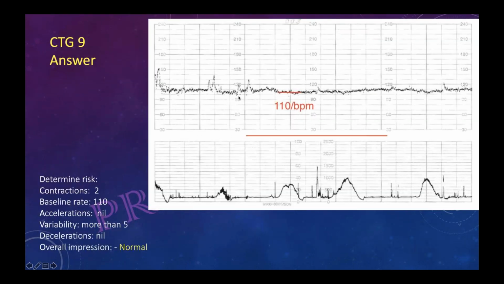So this has no NR feature. Contractions are 2. Baseline is like 110. Acceleration, you can say these are more than 15 beats, but maybe they are less than 15 seconds. Variability is more than 5. No deceleration at all. So there is no abnormal or NR feature, and it goes as a normal trace.